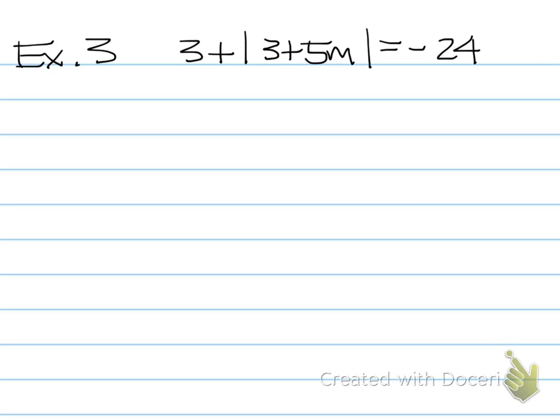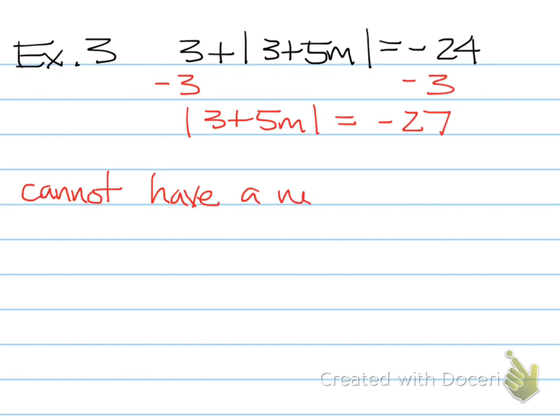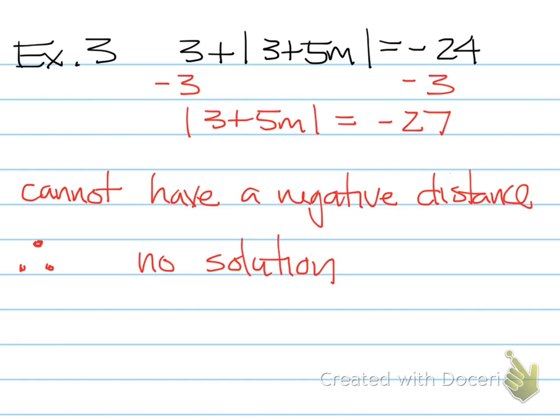Next, again, isolate the absolute value bars by subtracting 3 from both sides. That gives us the absolute value of 3 plus 5m equals negative 27. And you should notice that there's a problem here because we have an absolute value equal to a negative number, which is not possible. That statement suggests that the quantity inside the absolute value bars is a negative distance from 0, and you can't have a negative distance, period. So our solution is no solution.